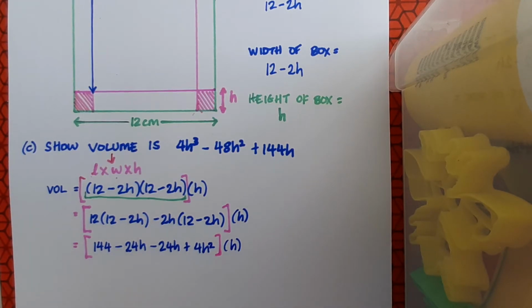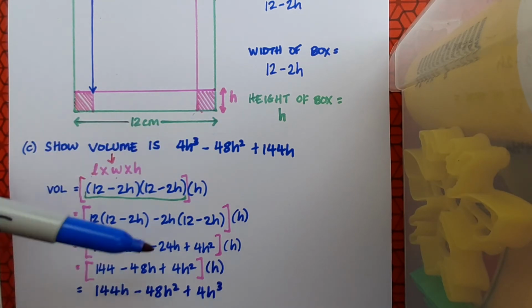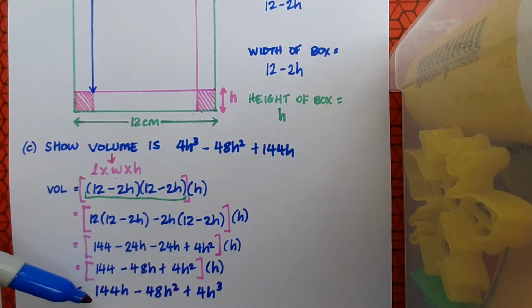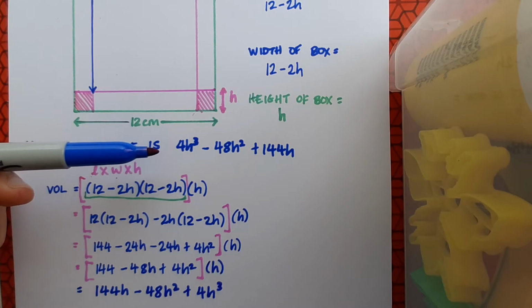So multiplying it out looks like this. And now I'll just tidy up a little bit in here. Minus 24h would make minus 48h. And then finally, now that I've tidied up inside this bracket here, I'm going to multiply the h in, which will give me this result, which is actually exactly what they wanted me to show. I've got the 4h cubed, I've got the minus 48h squared, and I've got the plus 144h. And if you like, you can take this last line and just write it in that order. It's fine as it is here, but you might like to make it look exactly like it looked in the question, like this.